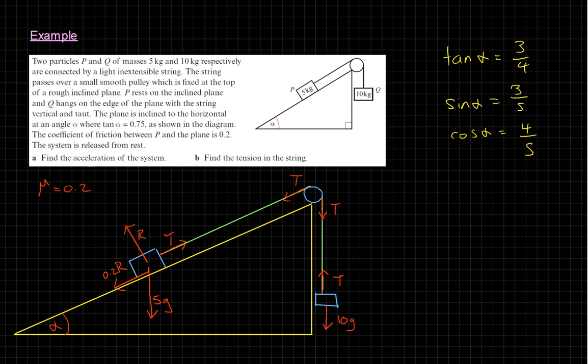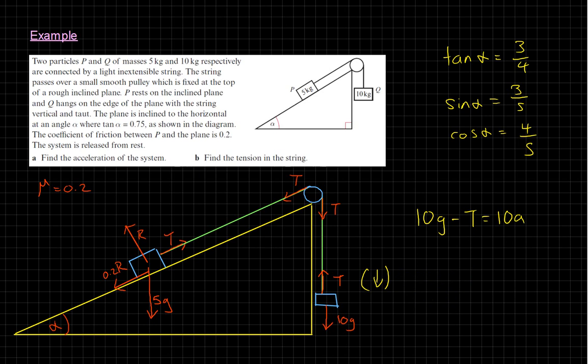In the case of the object here, the 10g one, what is the force? Let's take down as positive. We have F equal to 10g minus T, and that needs to be equal to ma, which in this case the mass is 10, and we just get a. So to conclude, we end up with 10g minus T equals 10a.